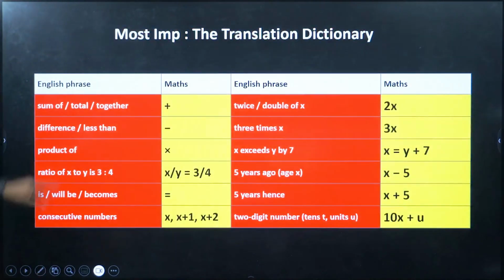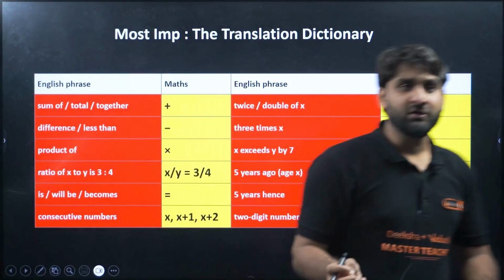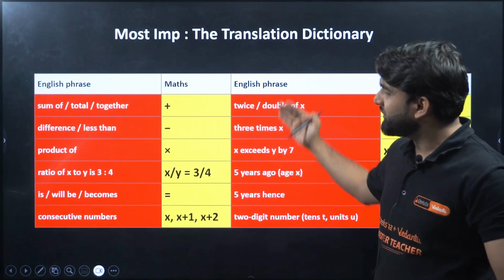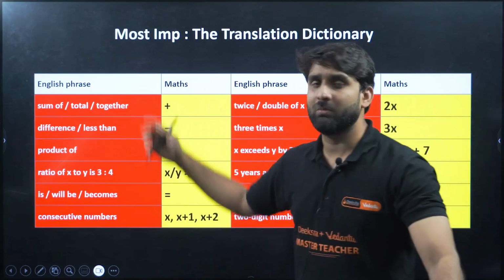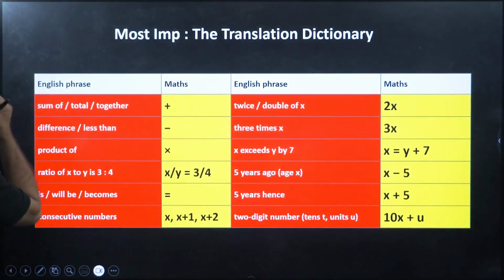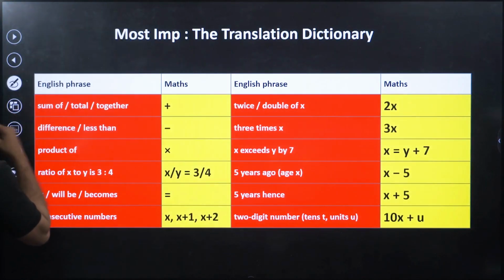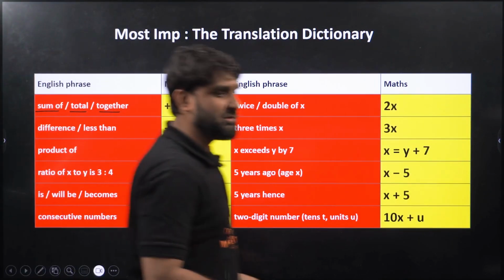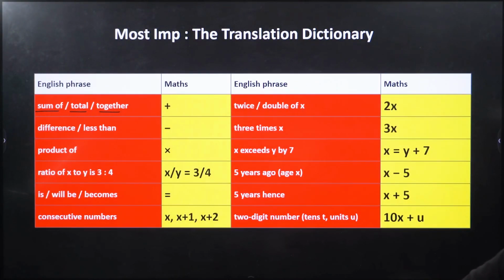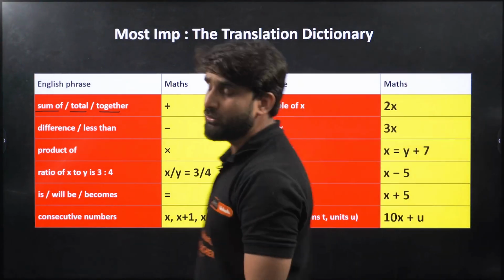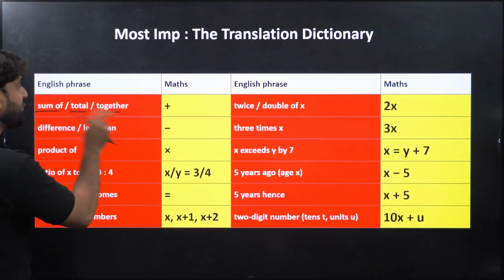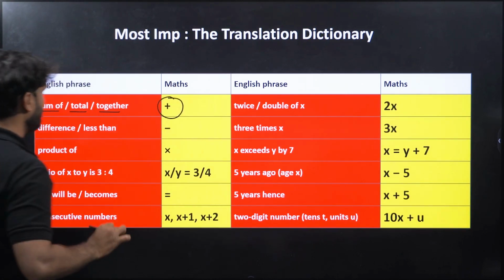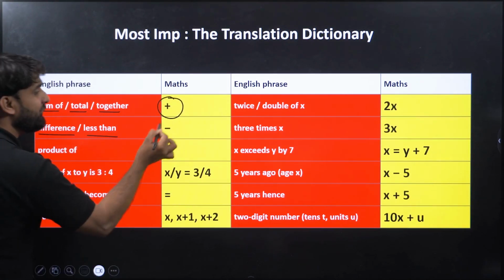Clear, everyone? Moving ahead. Now, a few terminologies, a few translation dictionary entries are there, and most of the questions contain these words in word problems, my dear. So let me give you clarity on this. If sum, total, together, any one of these words are there in a word problem question, you have to use the plus sign. Similarly, difference and less than, we use the negative sign.